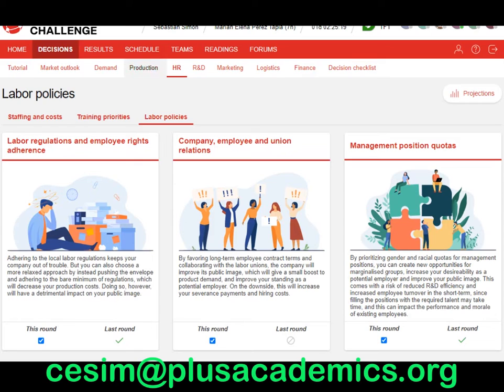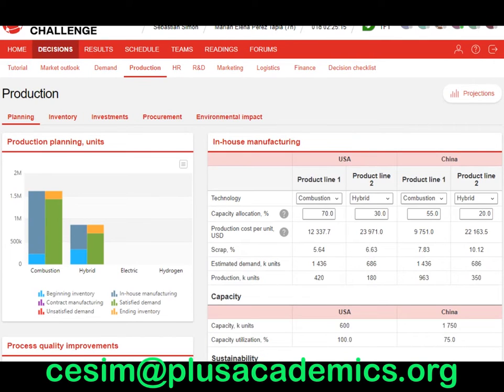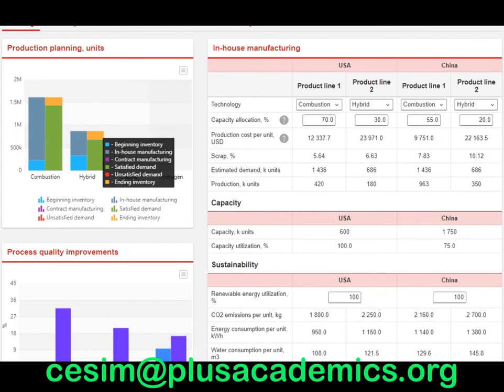Now let's do the production. For Cesim, most people find a great challenge doing this section, but this should not be something to worry you, because you just need to balance.